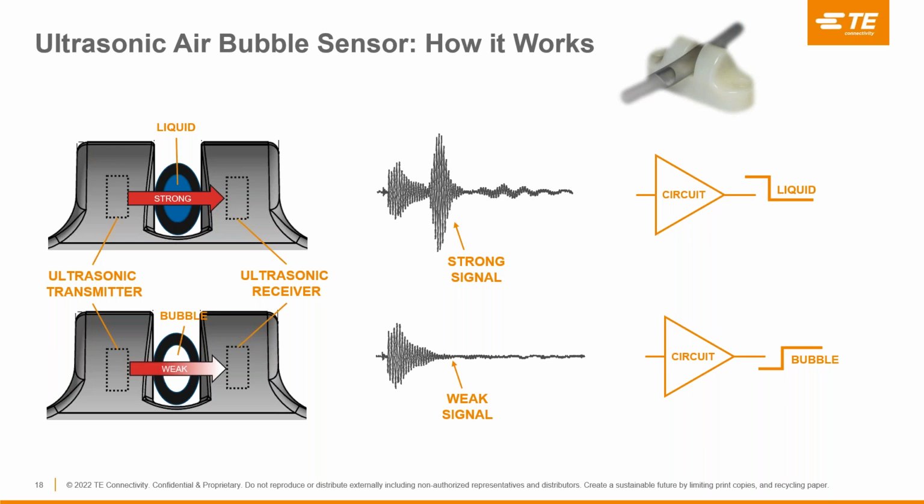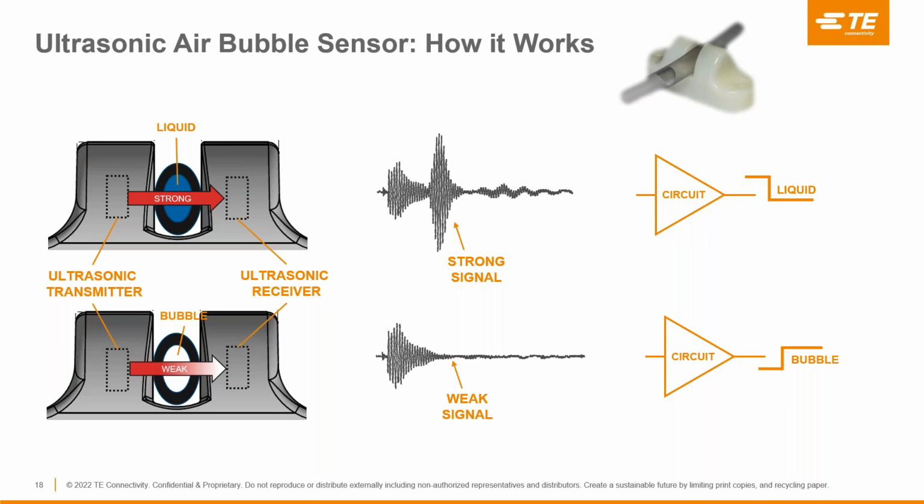So on top, you could see the side view of an air bubble detector where ultrasonic sound waves are sent from the transmitter through the tubing with liquid to the receiver. When liquid is passing through the tube between the transmitter-receiver pair, there are strong ultrasonic signals. And so the sensor will produce a TTL output as low, which indicates liquid presence.